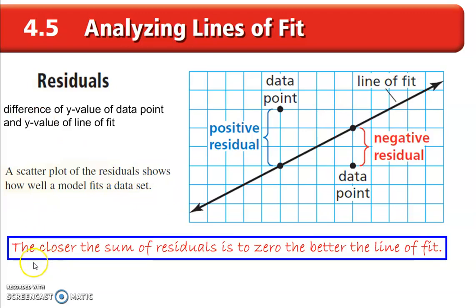Finally, what I want you to write down is the closer the sum of residuals is to zero, the better the line of fit. So here we have 2 and 3. So this is negative 2 and positive 3. Add those together, we are at 1. Okay, so that's not too far away from zero, but depending on what the other points are, we might get closer or further away from zero.